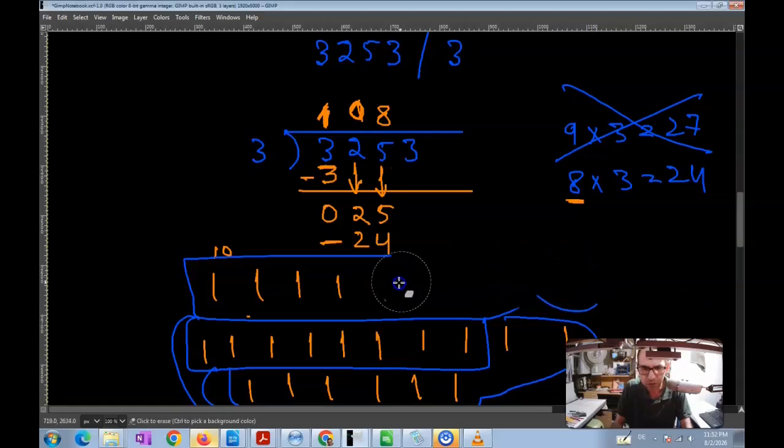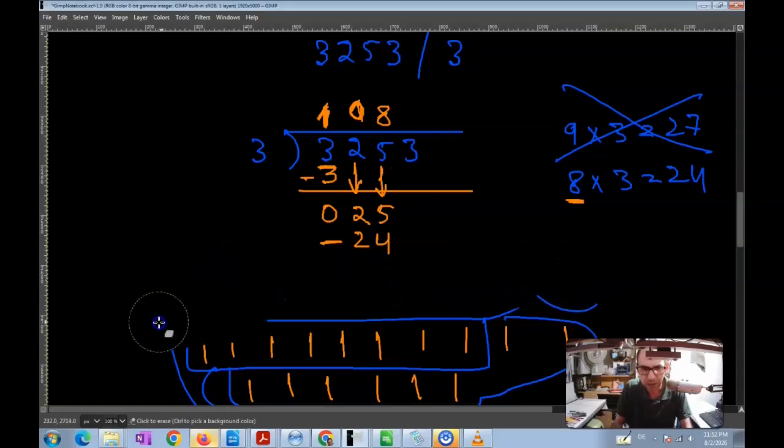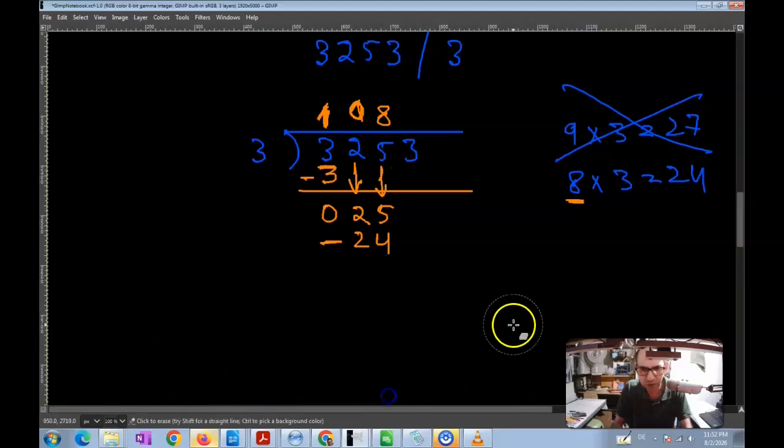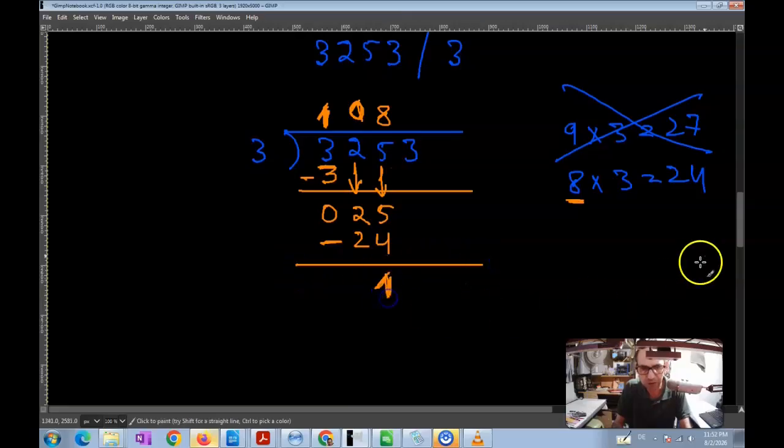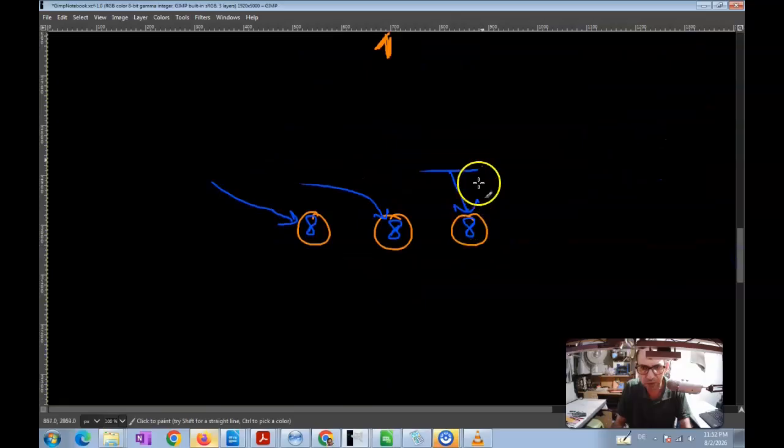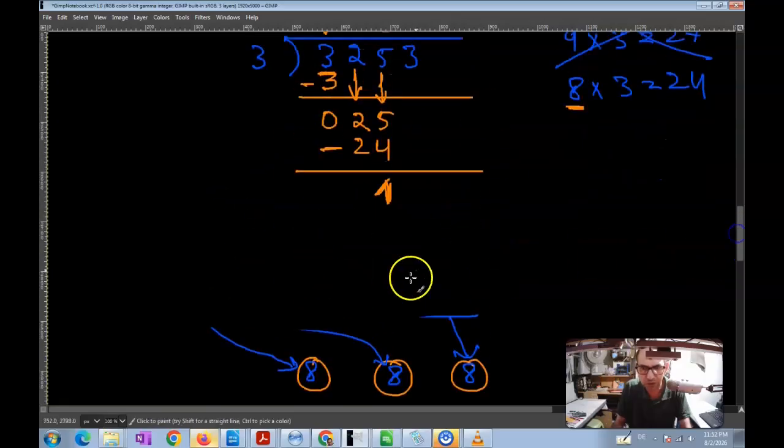So now we can subtract: 25 minus 24 is equal to 1, which is the one group that was left in the operation that I just did over here. There was one group left, right? And that's the one group of 10, right?